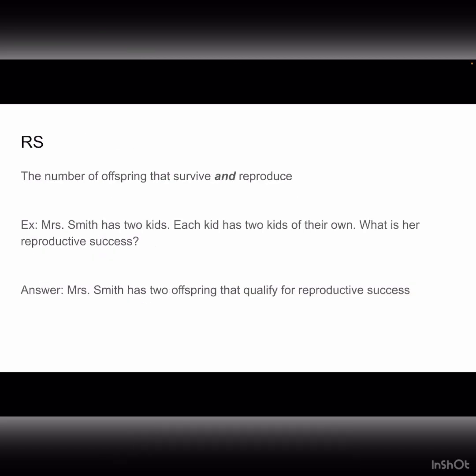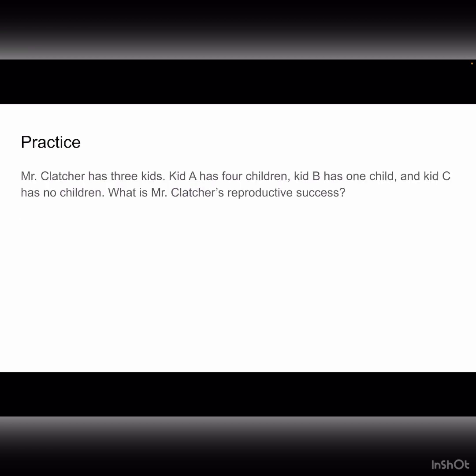Reproductive success. Reproductive success is defined as the number of offspring that survive and reproduce. For example, say that Mrs. Smith has 2 kids. Each kid has 2 kids of their own. What is her reproductive success? 2. Mrs. Smith has 2 offspring that qualify for reproductive success. This is because A, she has 2 offspring, and B, both offspring manage to reproduce.